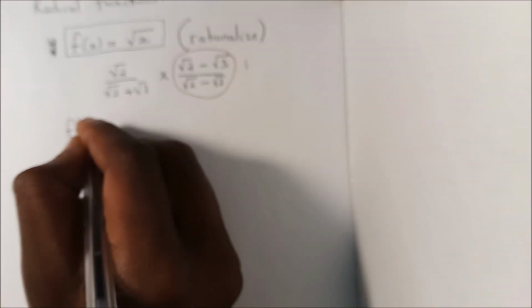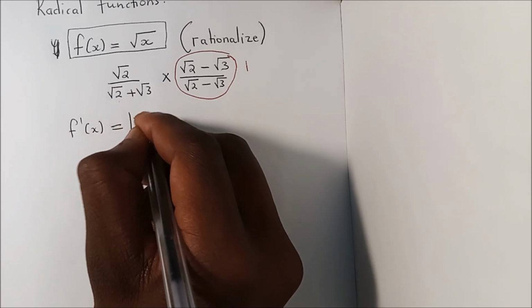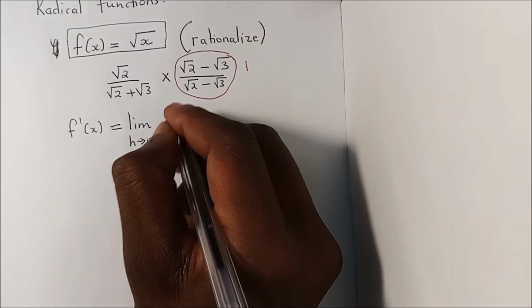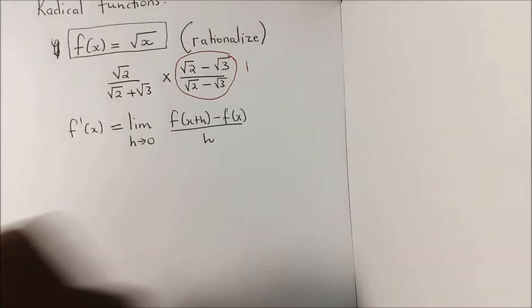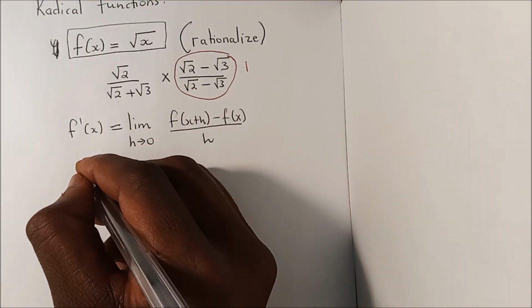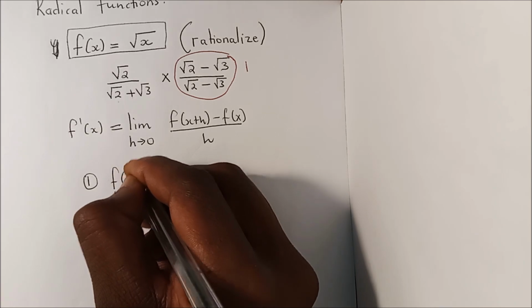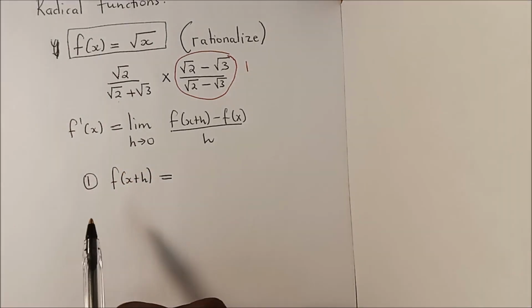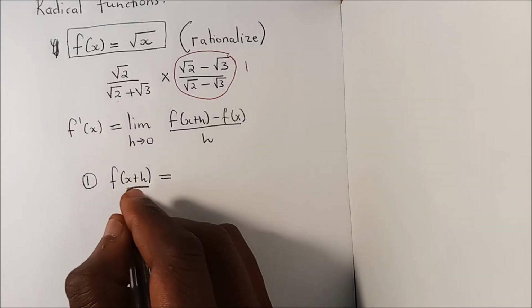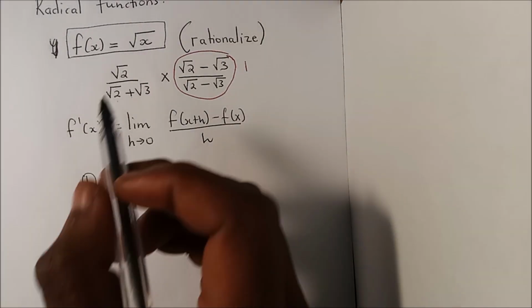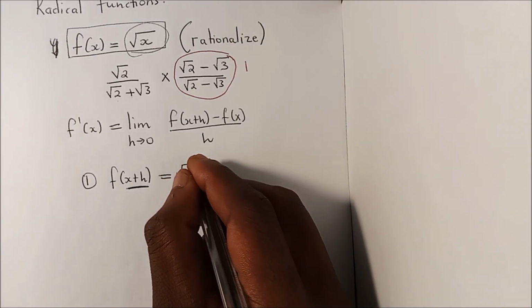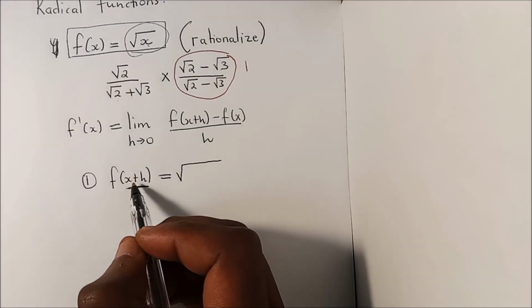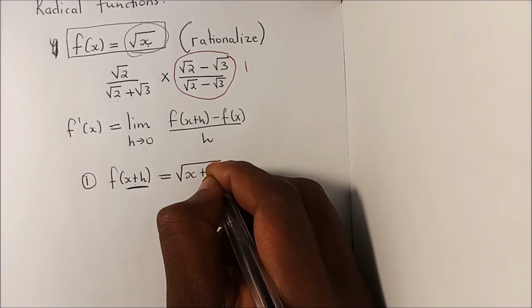You write the formula: f prime of x equals the limit as h goes to 0 of f of x plus h minus f of x, all over h. Now remember, the first step is to find f of x plus h. With f of x plus h, it means where we see x, we put x plus h. Here is your x inside the square root, which is called a radical. So we have the square root, and then what is your x? It's x plus h. So we have square root of x plus h.